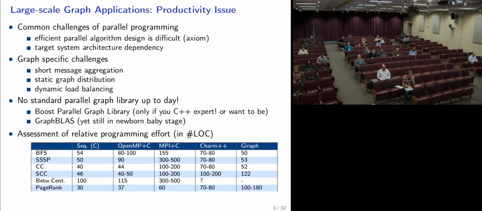There is a famous library called the Boost Parallel Graph Library, but if you're a data scientist and don't know how to program in C++ very well, you probably won't use it because it is a highly templated library and needs an understanding of C++ concepts. Other initiatives such as GraphBLAST are still at a very early development stage and cannot be used now by data scientists.